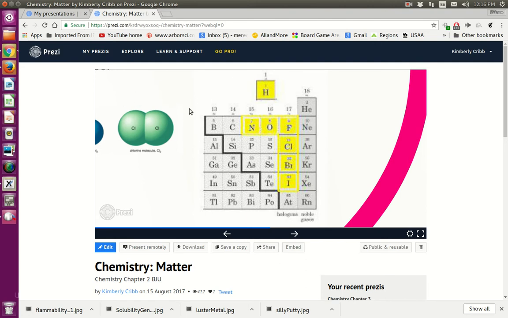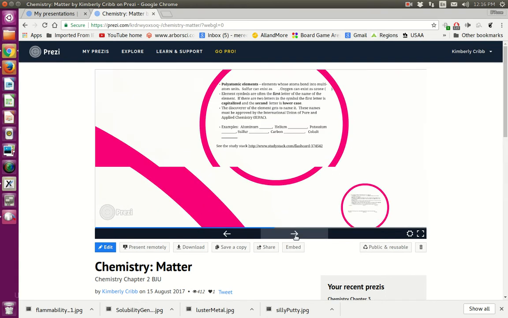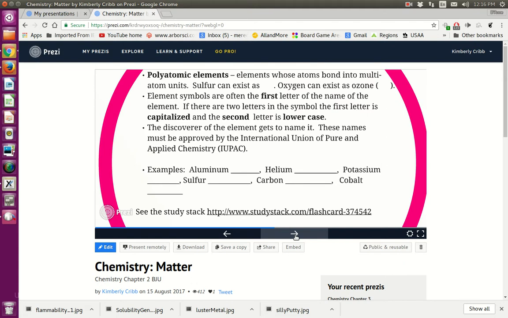It's like the super 7, or the secret 7. 7 diatomic elements. They form this number 7, and the hydrogen's way out to the side. Memorize those. So, polyatomic elements. Now see this study stack? We're going to come back to that in a moment. So let's go back to the notes.